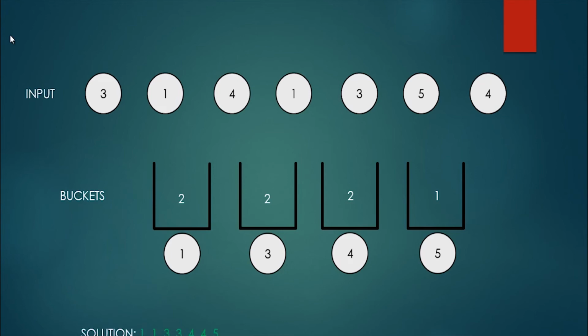Iterating through an array takes linear time, and that's why this algorithm has approximately linear time complexity. Here we just have to get the solution because we just have to iterate through the buckets and print out as many of the given number as the bucket holds. So for example, we have 2 in the first bucket, so we have to print out 2 1s, and we have 2 from the number 3, we have 2 from the number 4, and we have a single 5.